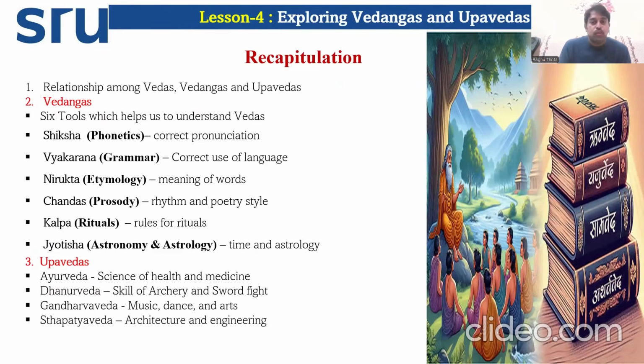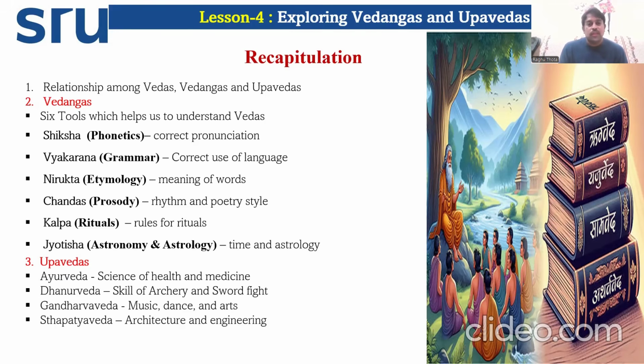Lesson number 4, exploring Vedangas and Upavedas. So what are the key points we discussed? Number 1, the relationship among Vedas, Vedangas and Upavedas. Do you remember, is there any relationship? Yes, there is a relationship. Vedas are the wisdom and knowledge of ancient times. But if you want to read and understand the Vedas, we require Vedangas. Vedangas are the 6 tools from ancient times which help us understand the information and knowledge in the Vedas. For example, you would like to learn the English language.